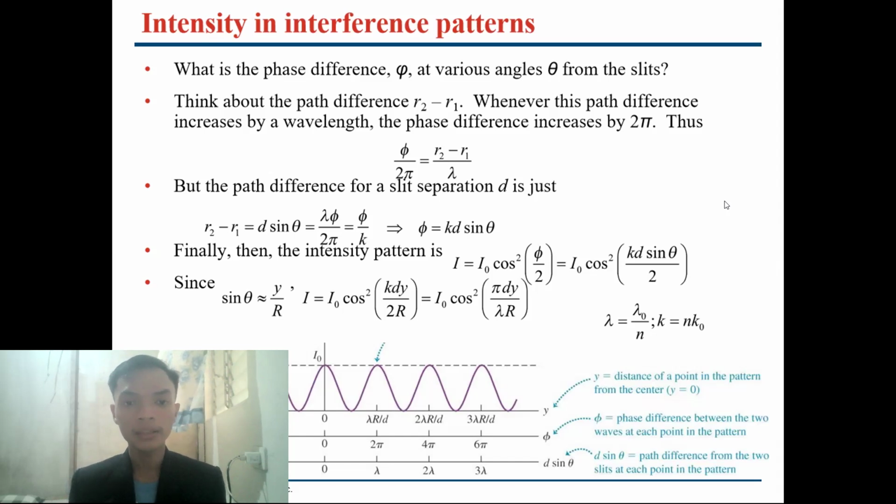So finally, then the intensity pattern is given, since the wavelength is equal to lambda sub 0 over n, or k is equal to n k sub 0. So phase difference relates to path difference. Thus, on the screen, intensity oscillates between bright and dark fringes. Each peak corresponds to constructive interference, each trough to destructive interference.